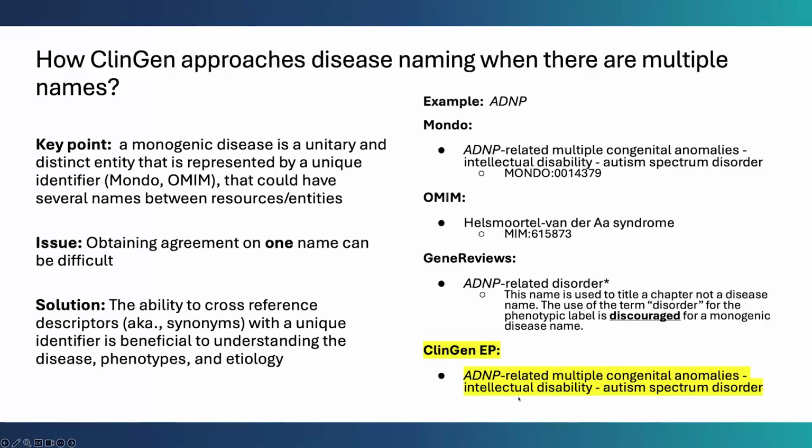But ClinGen may decide to pick one, the other, or make up its new one. And that's the great part, again, that we have this Mondo ID, and it will link to OMIM's MIM ID with a different name. It's a different synonym.